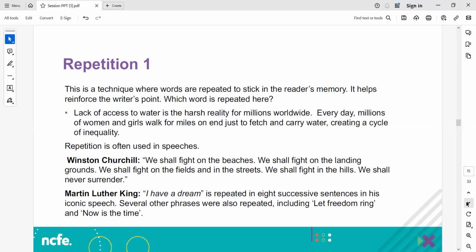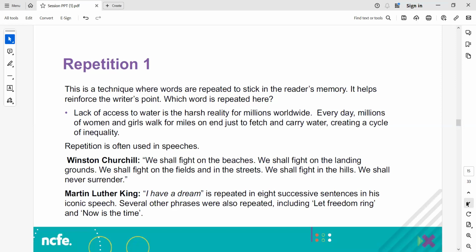So, water. Water is repeated. It's such a simple thing, water. In the UK and many other countries, we have such easy access to it, so that simple thing will stick in people's memory.